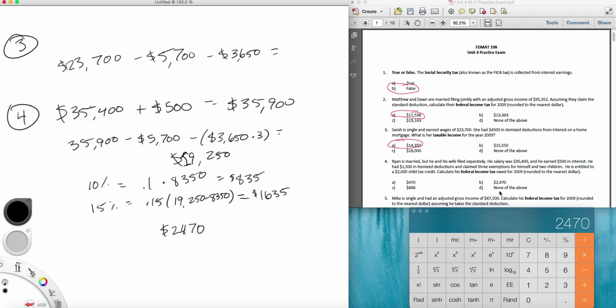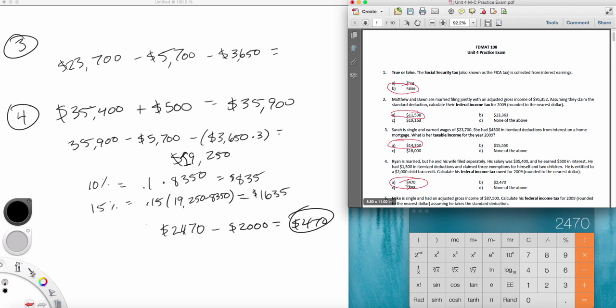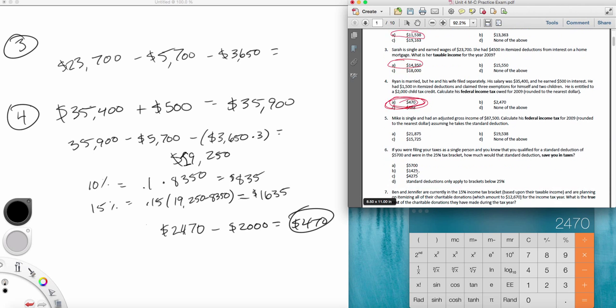Now before we go circle that and say we're done, remember, you have to go back and see that he's entitled to a tax credit. Remember, credits come after you do your taxable income. Deductions come before, tax credits come after. So we subtract the credit after the fact. So he owes $470. Circle that, A is the answer, A, there we go. And we'll move on to question 5.